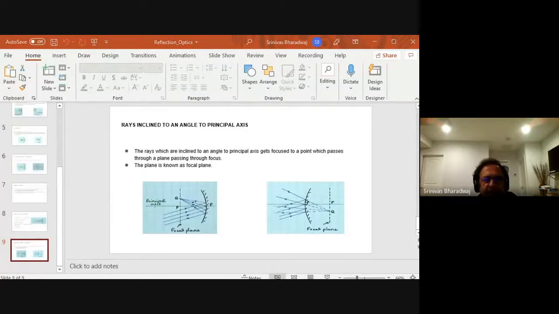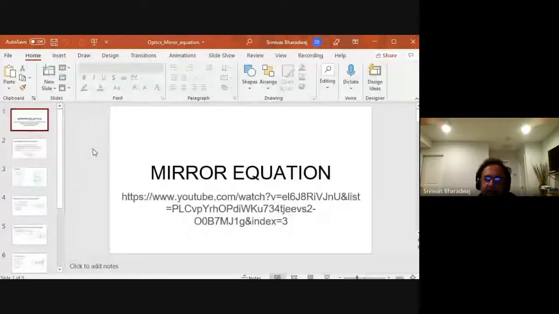Now we are going to next deal with the mirror equation, and although I already explained the mirror equation to you, because we've already done refraction optics, it is very similar to refraction optics.